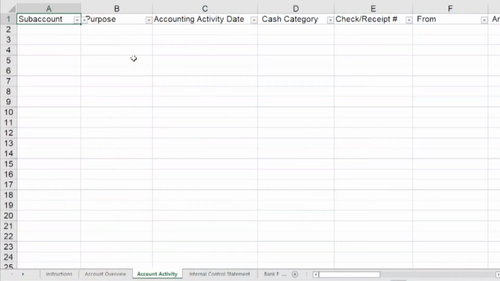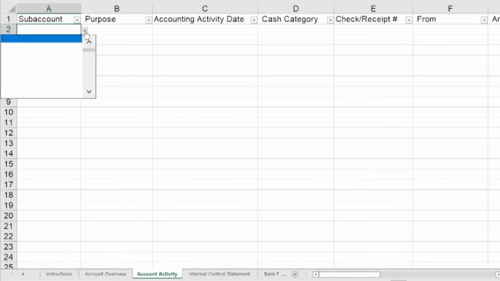This is a blank account activity tab. The cash journal is a continuous and living document. You will move down in the rows as you continually update your records.